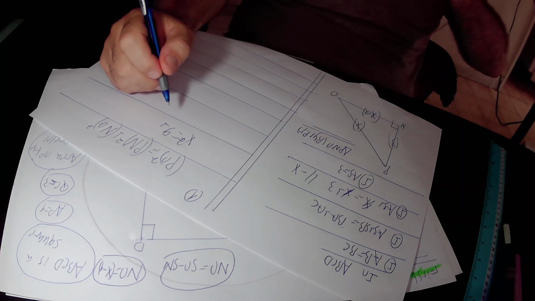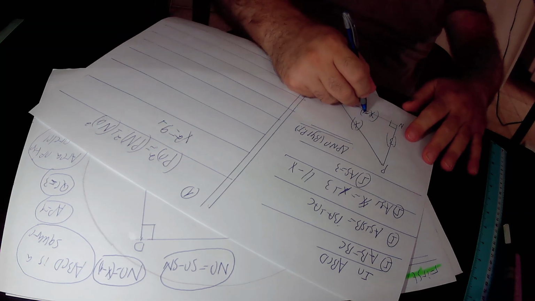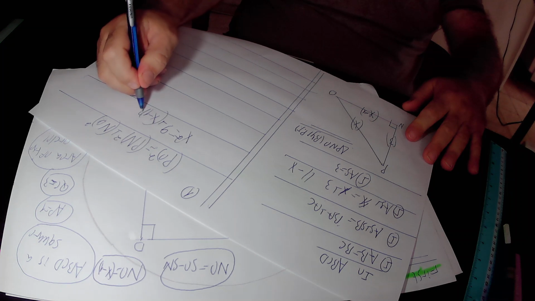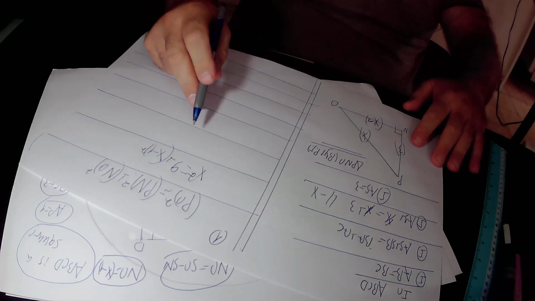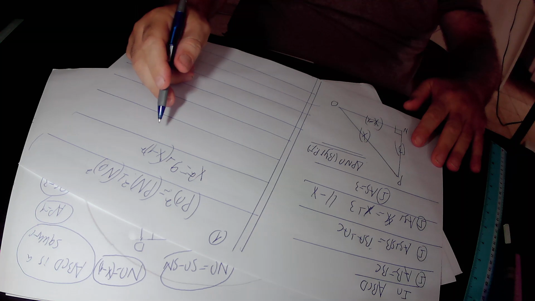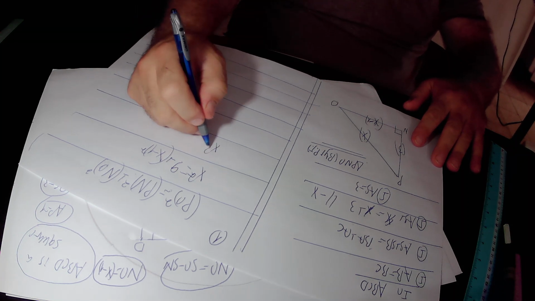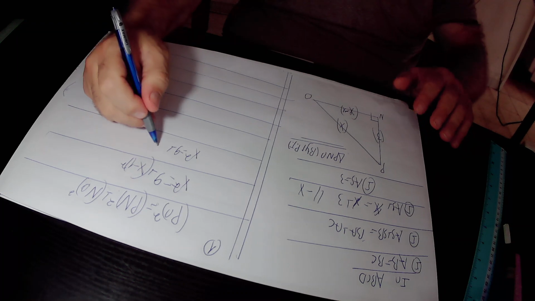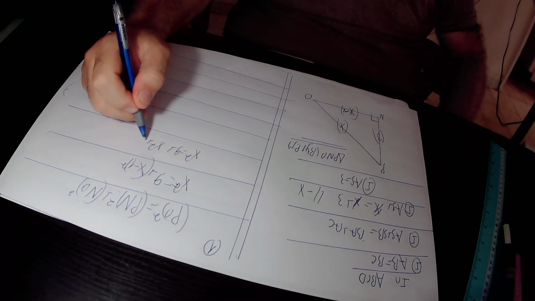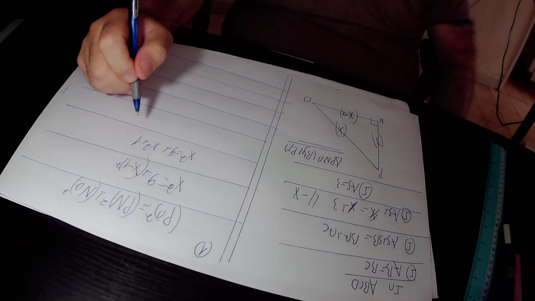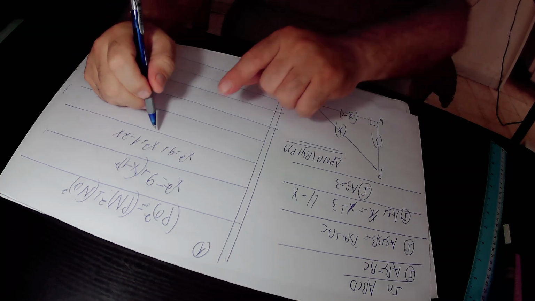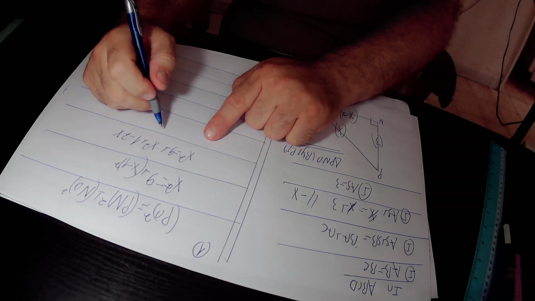NO is x minus 1, therefore NO squared is x minus 1 squared. So in total, according to the Pythagoras theorem, we derive for PNO that x squared equals 9 plus x minus 1 squared. x minus 1 squared equals x squared plus 1 squared, that is 1, minus 2 times x times 1, that is minus 2x.